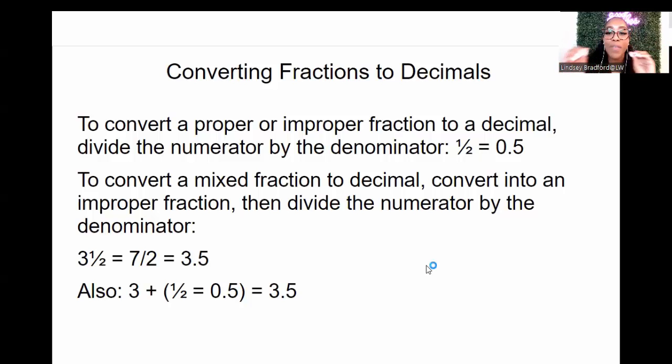Converting fractions to decimal. To convert a proper or improper fraction to a decimal, divide the numerator by the denominator. So basically, we're dividing 1 into 2, which is going to give us the 0.5.